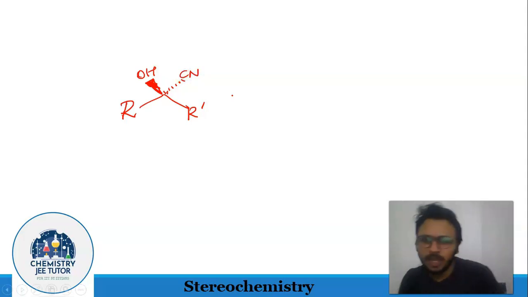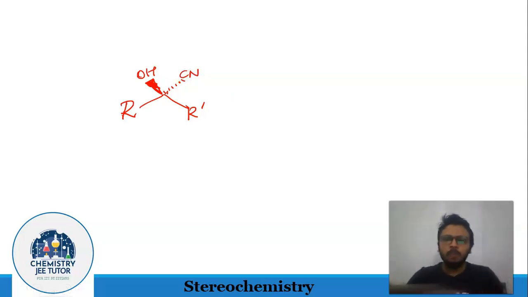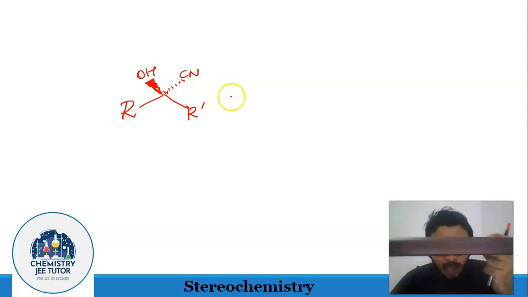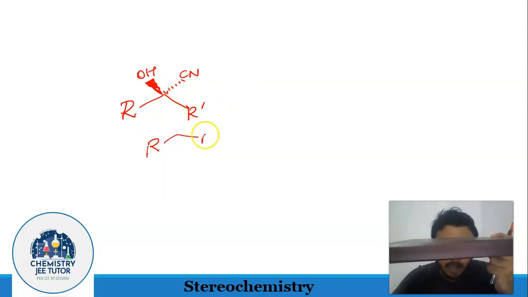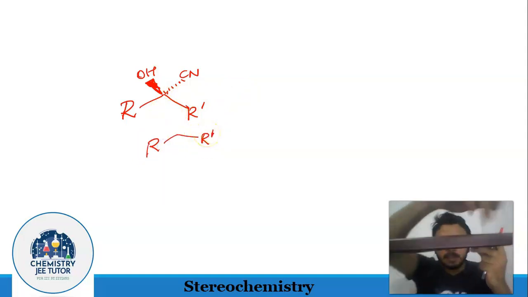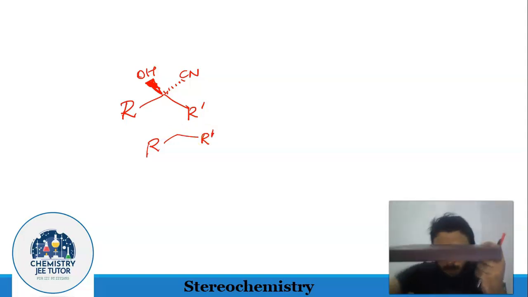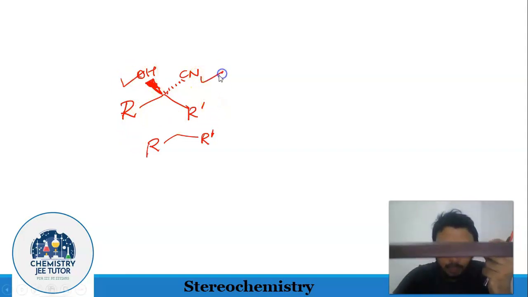Suppose we take an example to just show: this is the plane of the molecule. So what is this plane? This R and R prime, the straight bonds, are the plane. So this R and R prime are in the plane. Suppose the R is here and the R prime is here. So we have one above the plane. See, this OH is above the plane by what I see and this cyano is below the plane.